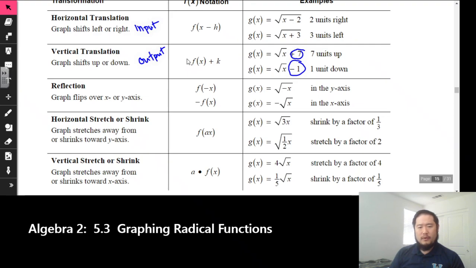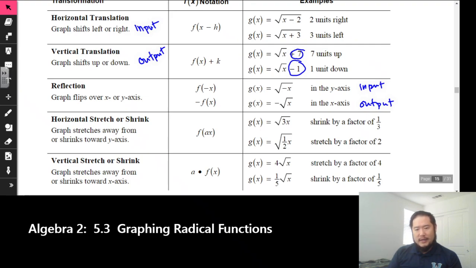We've got our reflection right here. Y-axis reflection, input. X-axis reflection, output. Right, so the y-axis reflection will be on the inside, directly affecting the input. The x-axis reflection right here will multiply the whole entire function itself, its output.